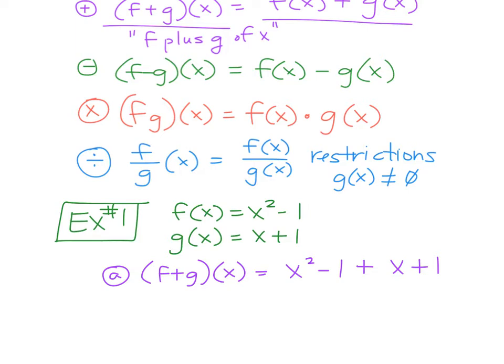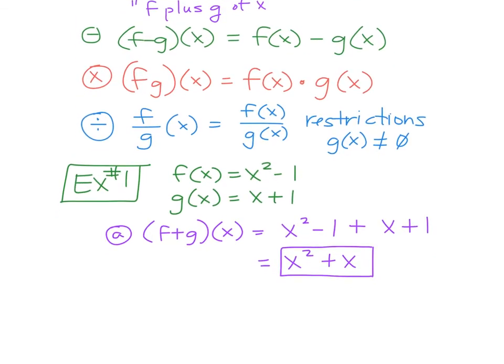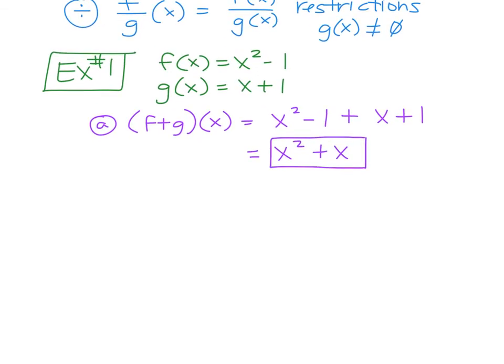Is there something you can simplify here? Yes, we can combine our -1 and our +1, right? So it's x squared. We want to put it in standard form so that x would come next. And then if there's a number, you can put your constant behind that, but -1 plus 1 is 0. So this would just be your answer. X squared plus x, okay? Addition, you're just adding the 2 functions together. Questions on that? Pretty basic, hopefully.